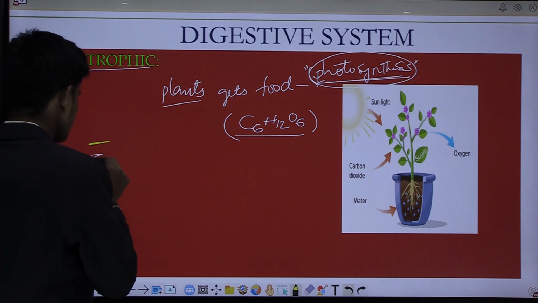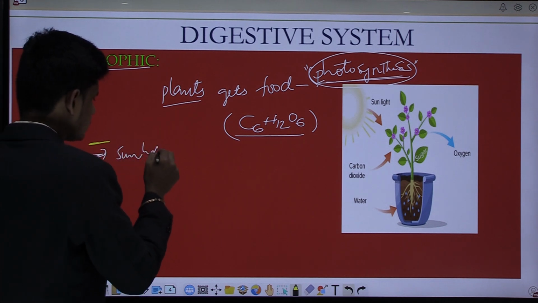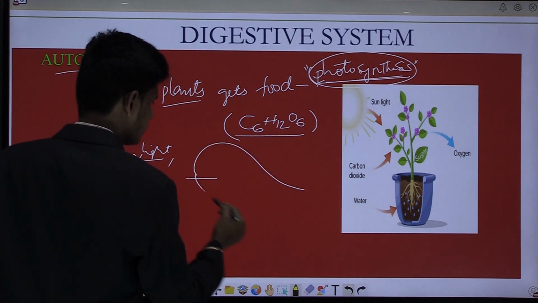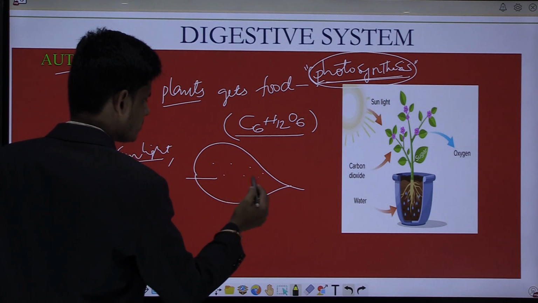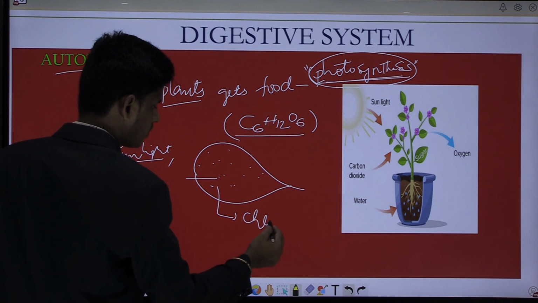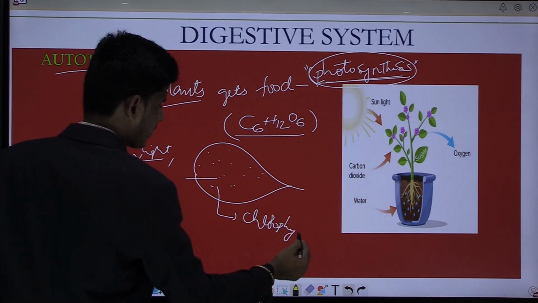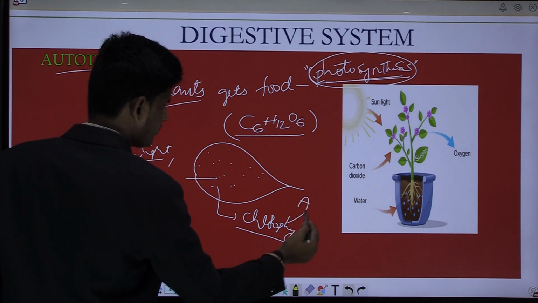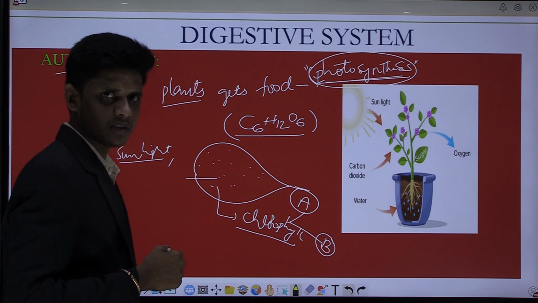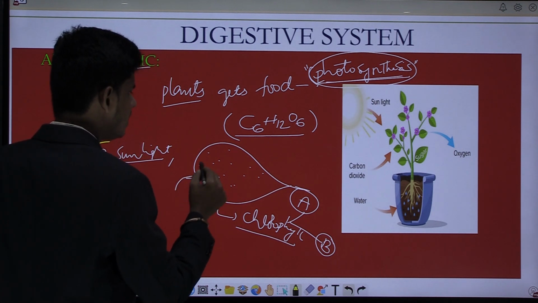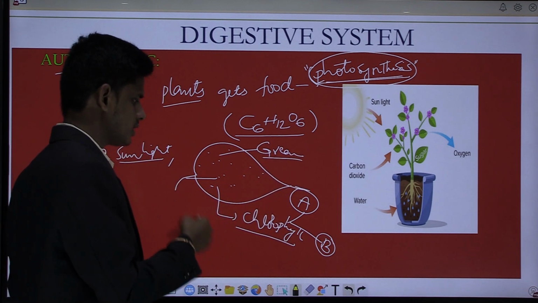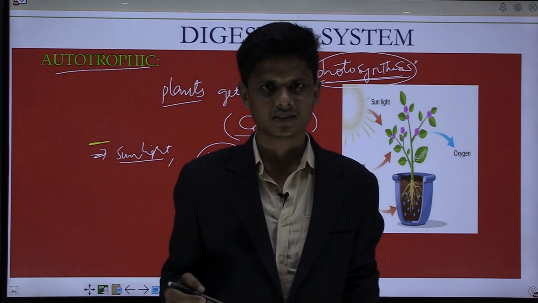And plants prepare their food by using sunlight, and there is a pigment present in the leaves of the plants that is responsible for the green color of the leaf. That particular pigment is called chlorophyll. Here chlorophyll is of two types, chlorophyll A and chlorophyll B. The green color of the leaves is due to the presence of chlorophyll, and this type of chlorophyll is useful for photosynthesis.